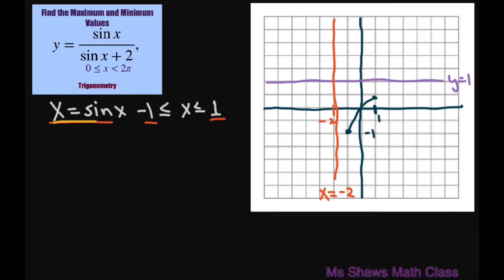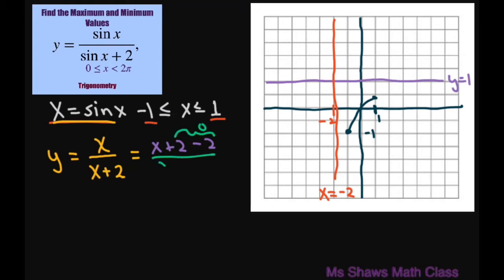We're going to test these since we're using substitution. I'm going to write this as y equals big X divided by big X plus 2. Now I can simplify this because I need to graph it. I already graphed it, but I'll explain the graph in a minute. I can write this X as X plus 2 minus 2, because this right here equals 0. Then we would divide by X plus 2.